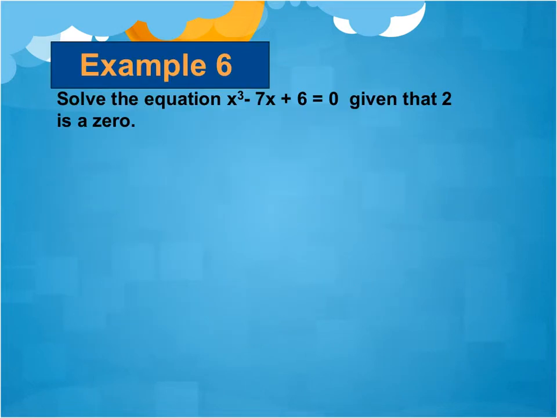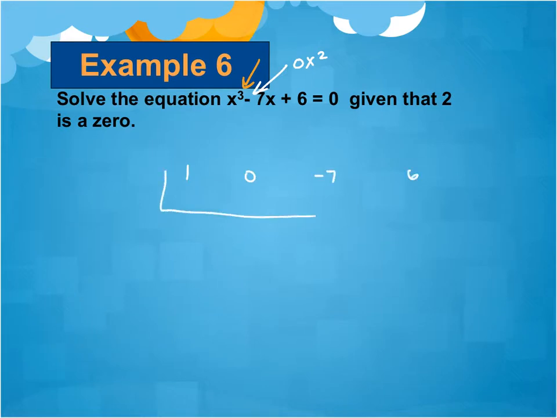So it says solve the equation x to the third minus 7x plus 6 equals 0, given that 2 is a 0. So notice that right now it's x to the third. After I've reduced it once, it's going to become x squared, which is my goal. So I'm looking at what's there. Is there anything missing? This time the x squared is missing, so I'm going to add that in. So my coefficients are 1, 0, negative 7, 6.